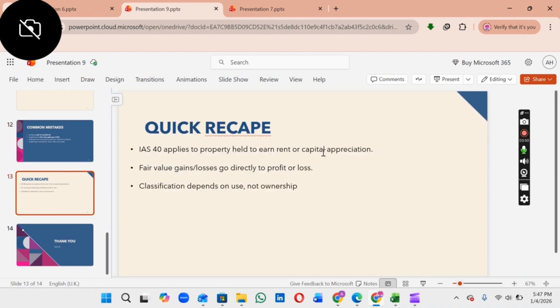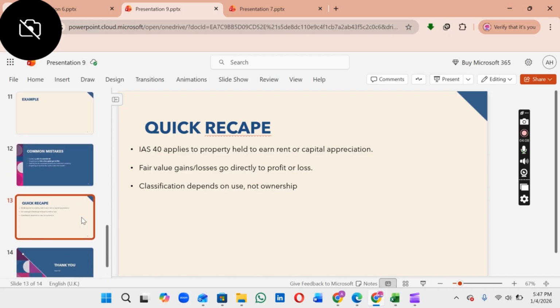Now we have a quick recap of IAS 40. IAS 40 applies to property held to earn rent or capital appreciation. Fair value gains and losses go directly to profit and loss. Classification depends upon use, not ownership.